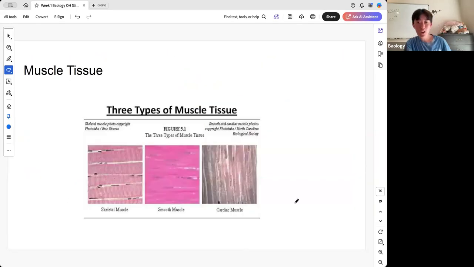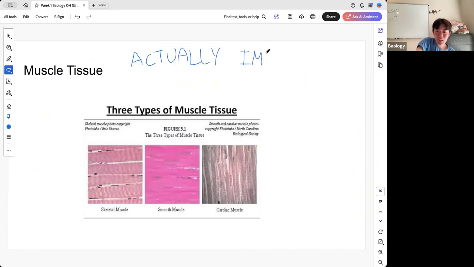Okay. Three types of muscle tissue. This is actually important. I'm kind of sad that there's not that much class left, but it is important to be able to tell apart the three types of muscle tissue. Skeletal muscle has these nice straight lines, and then it has these rows. Can anyone tell me what these striations represent?